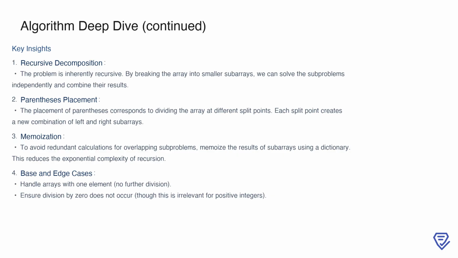Memoization plays a critical role in improving efficiency. By storing results for subarrays, we ensure that overlapping subproblems are not recomputed, which significantly reduces the computational cost. Additionally, it's important to handle base cases where the array has only one element, as no further division is needed. While the input is restricted to positive integers, we also ensure that division by zero does not occur. These insights form the foundation of our recursive and memoized approach to solving the problem optimally.